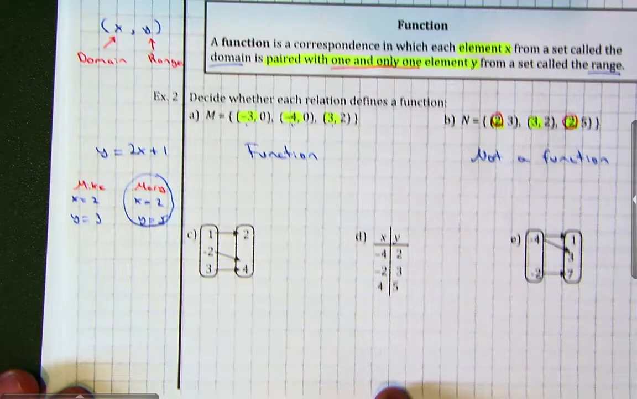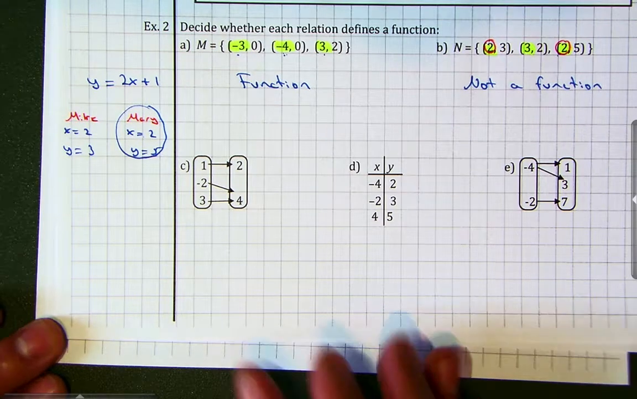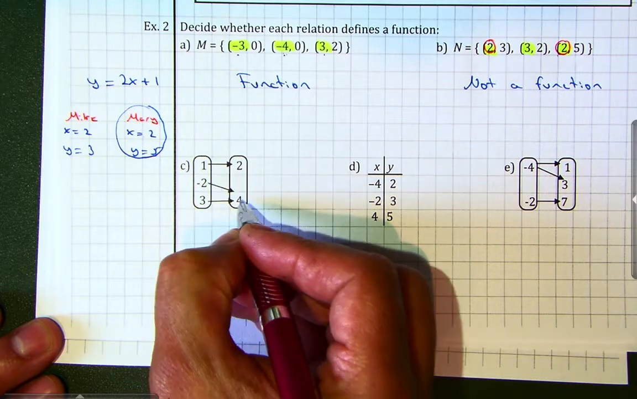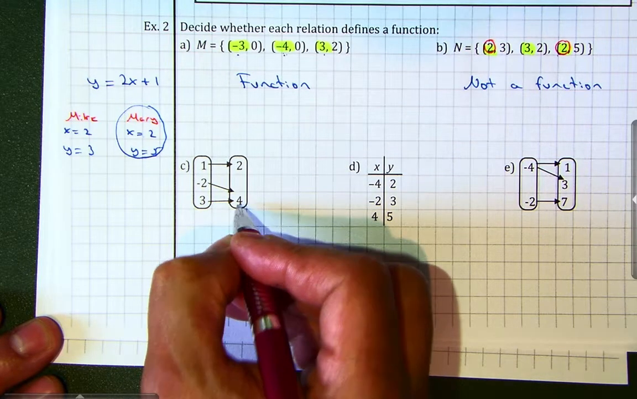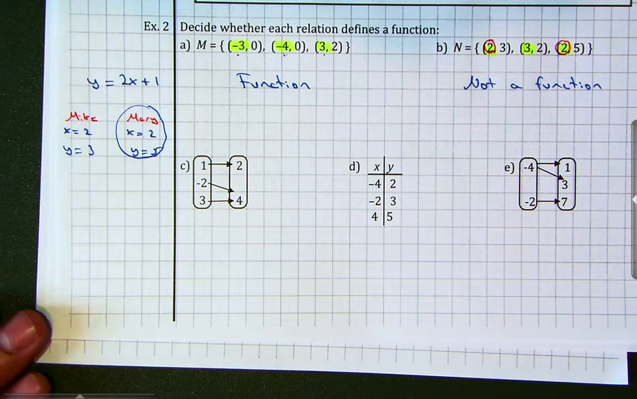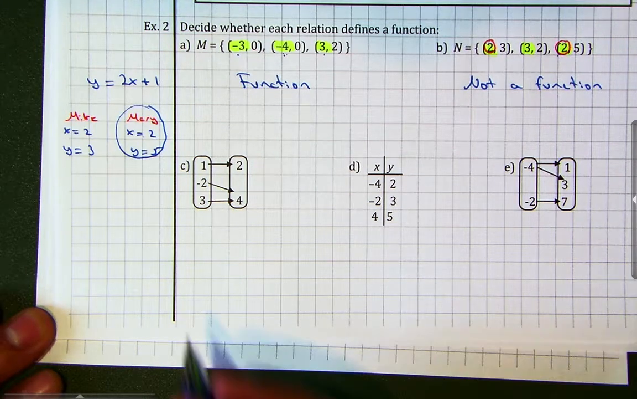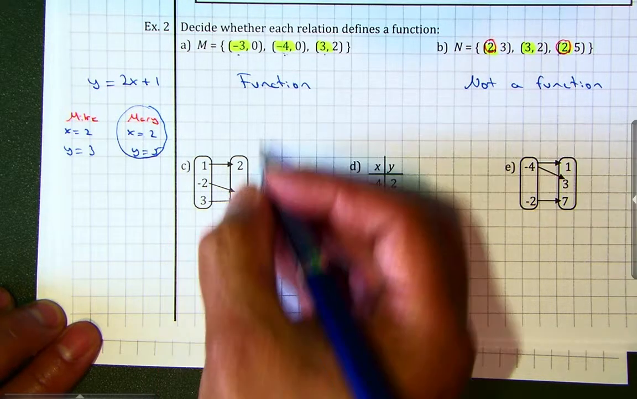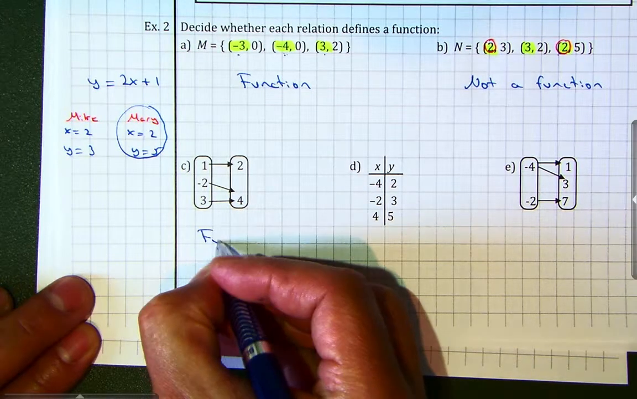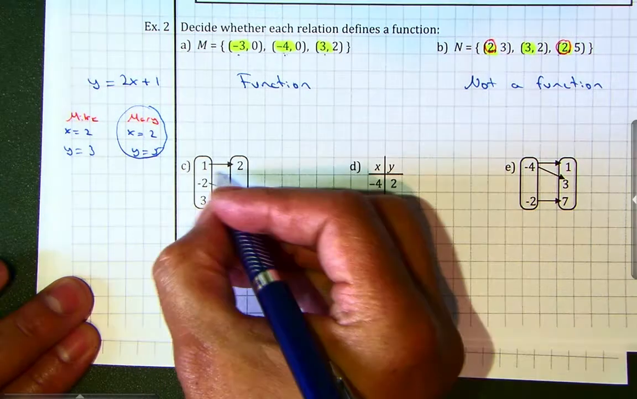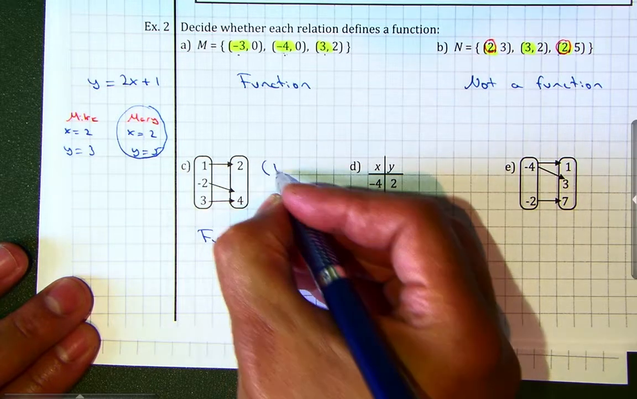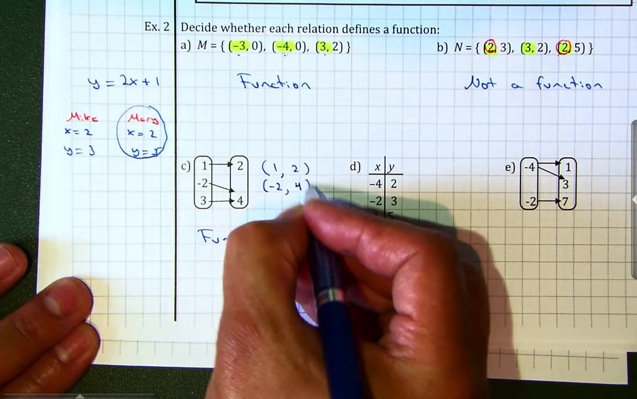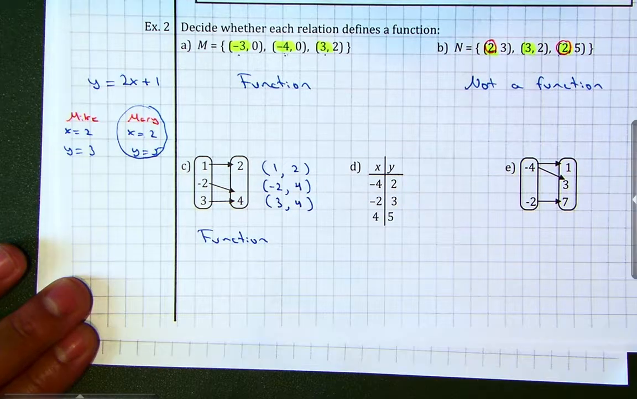Letter C. 1 is paired with a 2, negative 2 is paired with a 4, and 3 is paired with a 4. Is that a function? Yes or no? Yes, that's correct. That is a function. Two x's can point to the same y value, just like we have here. And sometimes it might be easier to write it down as a point. 1 corresponds to a 2, negative 2 corresponds to a 4, and 3 corresponds to a 4. So that is correct.